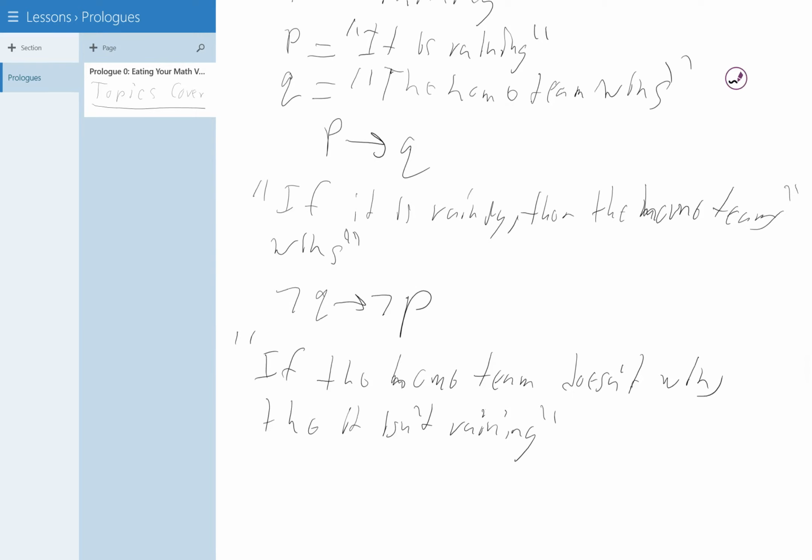So now, if it's raining, then the home team wins. The opposite of that is this one, where we flip it around. So we flip the not of the conclusion.